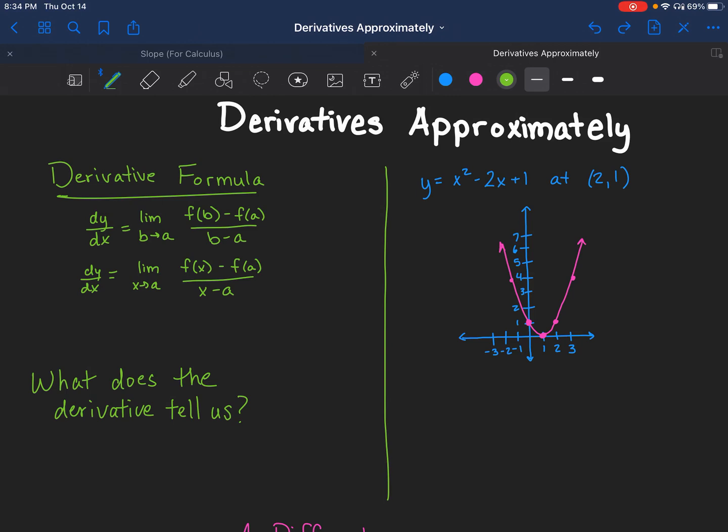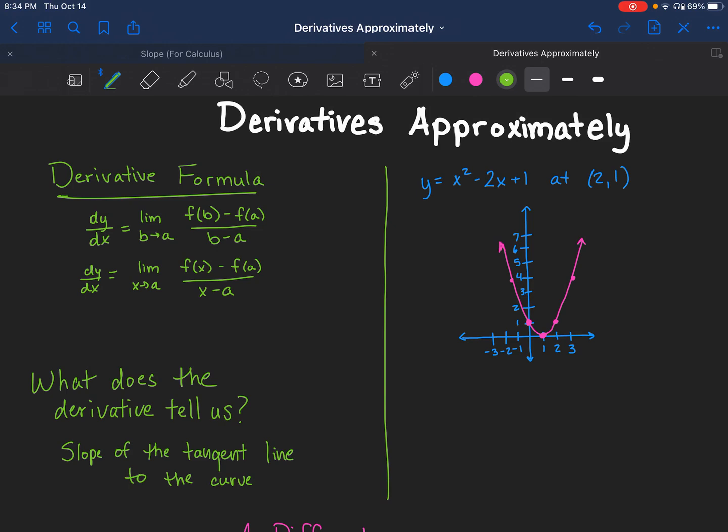So what does the derivative actually tell us? Well, the derivative tells us the slope of the tangent line to the curve. Another way to think about it is that it actually tells me the slope of the curve at a specific point. So again, you can think of it as essentially being slope.